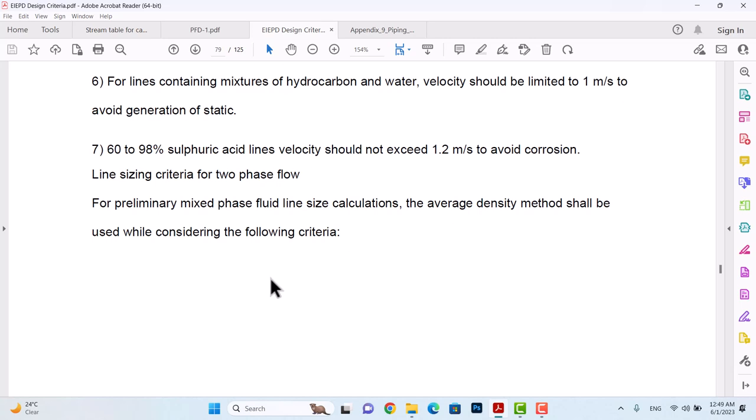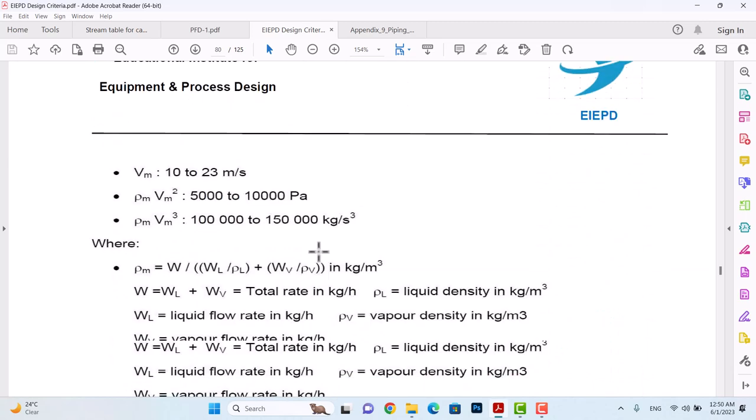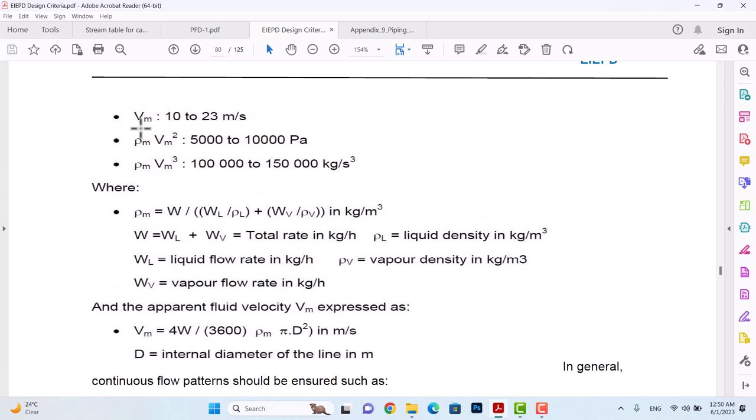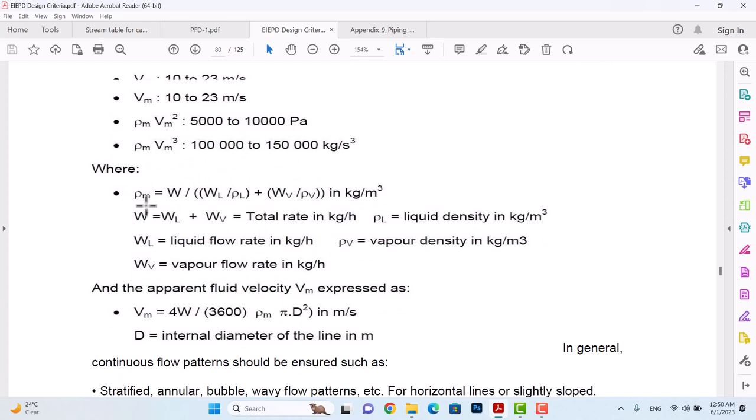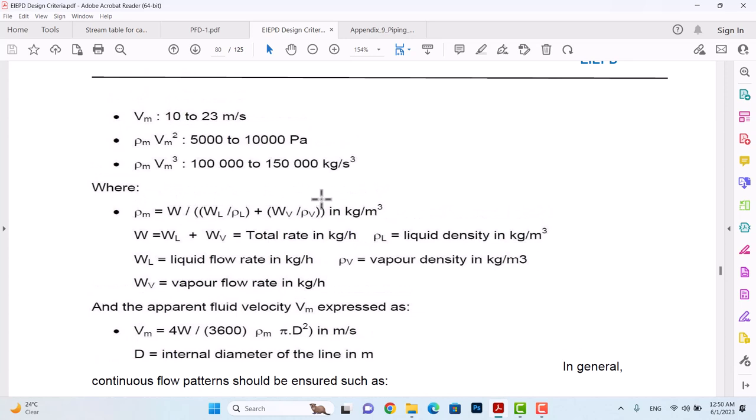So far, we have talked about line sizing criteria for gaseous applications and for liquid applications, single phase, and now line sizing criteria for two-phase flow. For preliminary mixed phase fluid line size calculations, the average density method shall be used while considering the following criteria. Mixture velocity should be between 10 to 23 meters per second. The velocity head for the mixture should be between 5,000 to 10,000. The result of these equations should be within this range, where the mixture density is calculated via this equation.